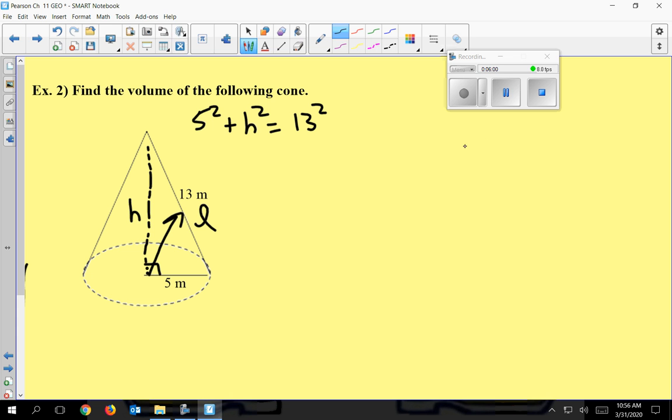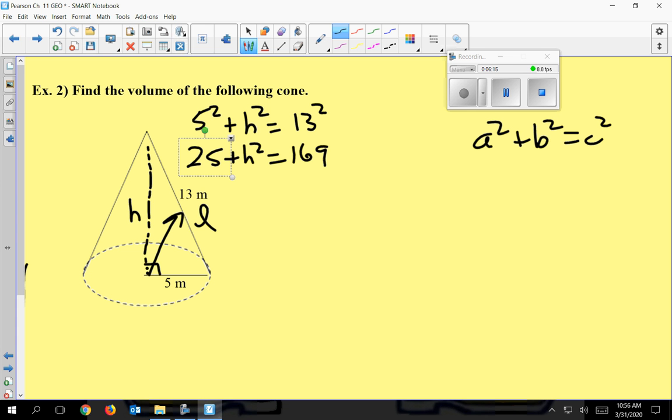And you guys might want to write that down. Okay. Wish my pen would work. Okay, so I'm going to get 25 plus H squared equals 169. I'm going to go ahead and subtract 25 from both sides. I'm going to get H squared equals 144. And then I'm going to take the square root of both sides, and my height is 12, okay?